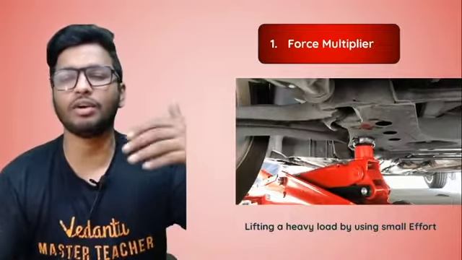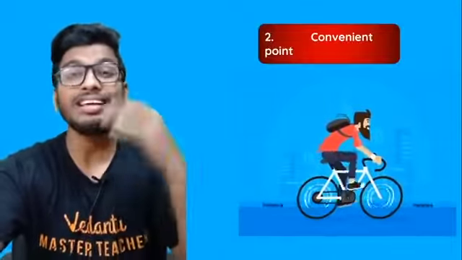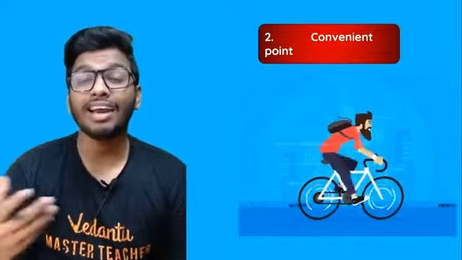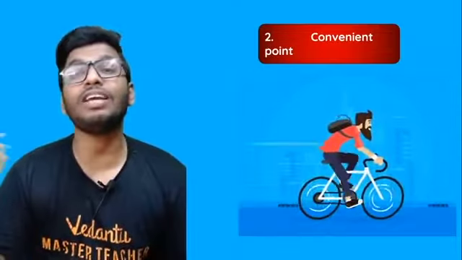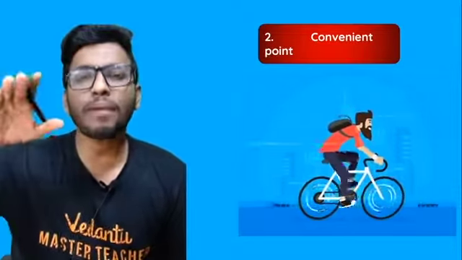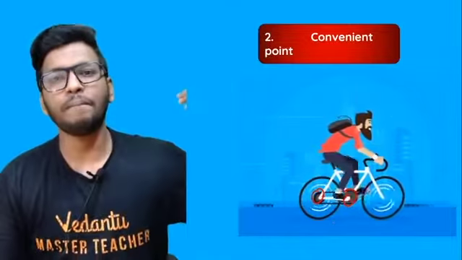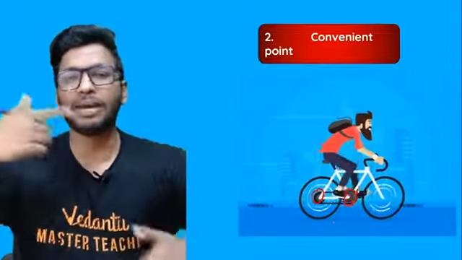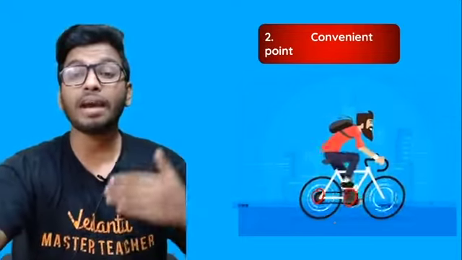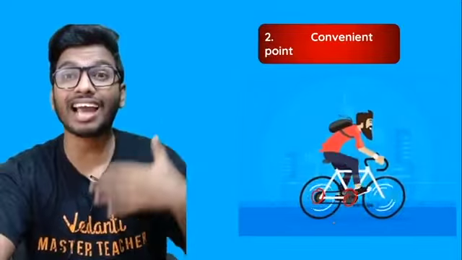Force multiplier: you can lift up very heavy loads by using a small amount of force. That is one thing. Secondly, it acts like a convenient point. You can apply the force wherever you feel is convenient. For example, when you're pedaling a bicycle, it's easier for you to pedal straight below your leg than to apply force behind, on the back wheel, but you're basically rotating the back wheel to make sure that you're propelled to the front. So here, by applying the force to the pedal, you're actually moving front. So it acts like a convenient point.